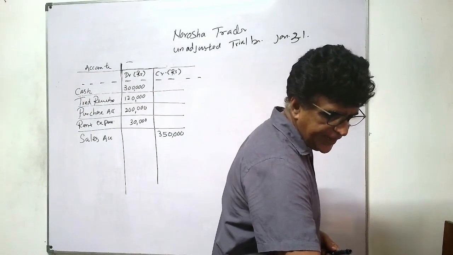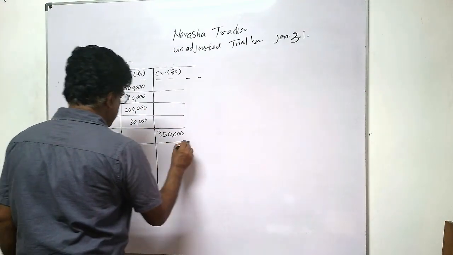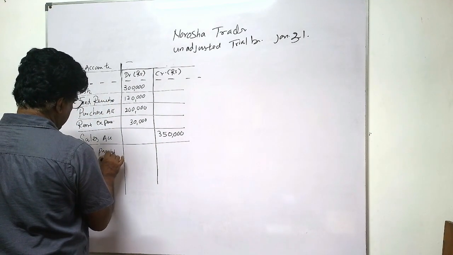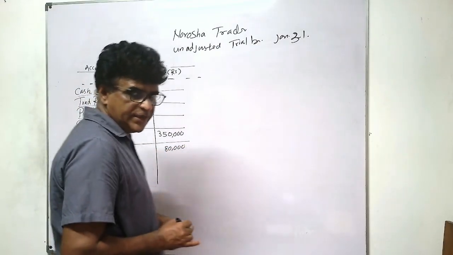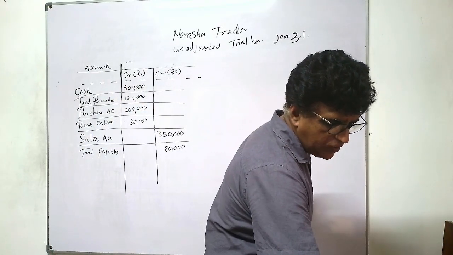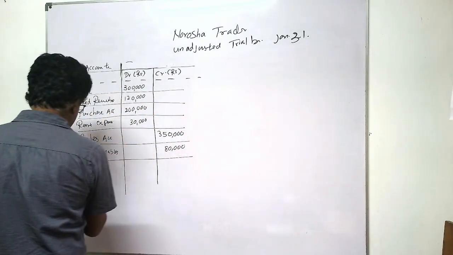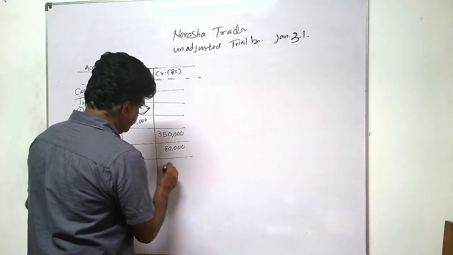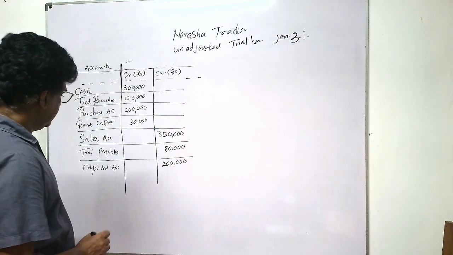And there is another, trade payables, there is an 80,000 credit balance. Trade payables, that is 80,000 rupees. And capital account, that is 200,000. Right. Now we'll get the total.